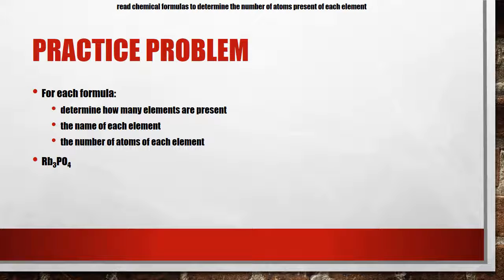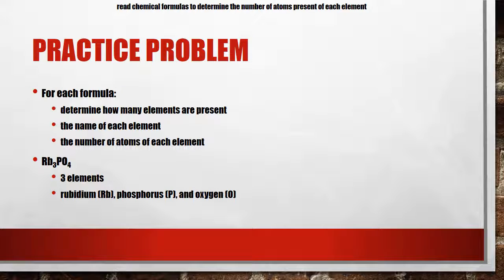Like on the last practice problem, you'll notice that the first element here has 2 letters in its symbol. I have a capital letter R followed by a lowercase letter b. So that is all 1 symbol. It's 1 element. So this compound in total has 3 elements. The 3 symbols I see are Rb, P, and O. Each of those referring to rubidium, phosphorus, and oxygen respectively.